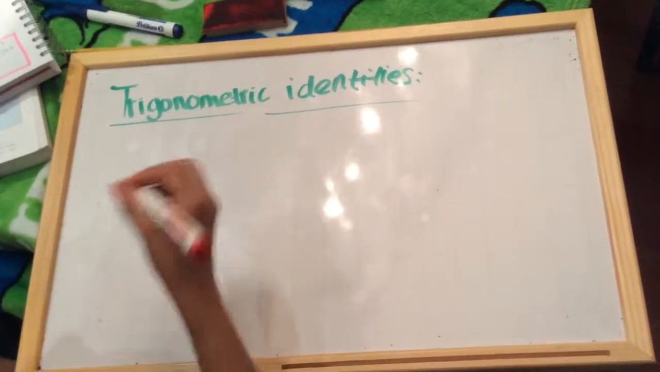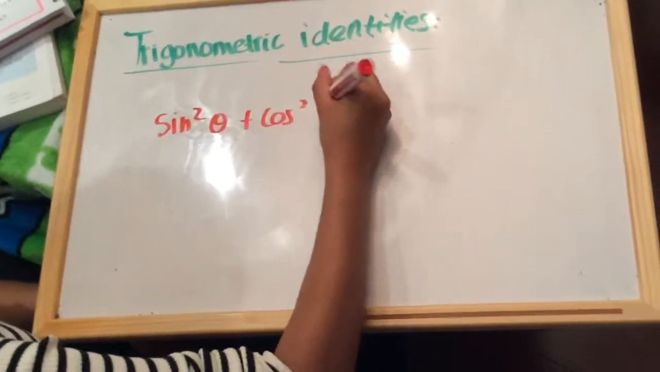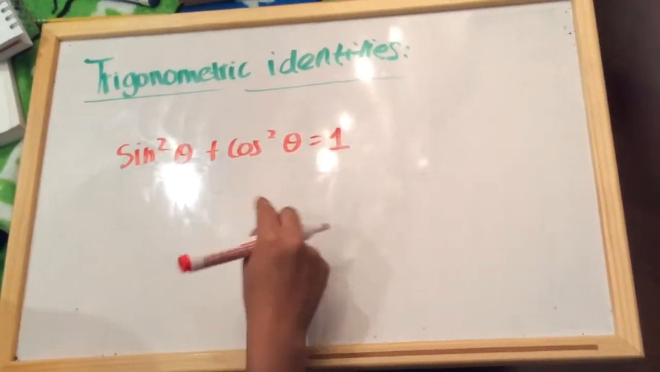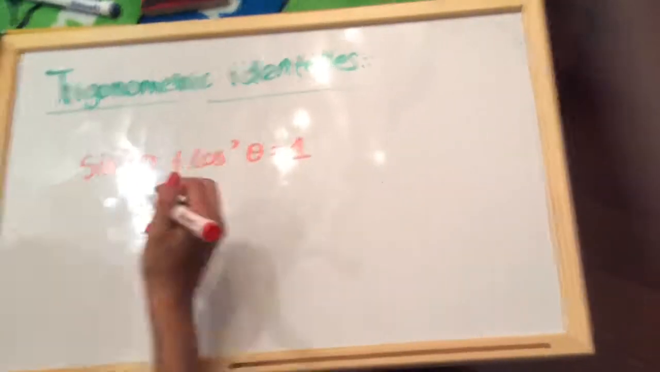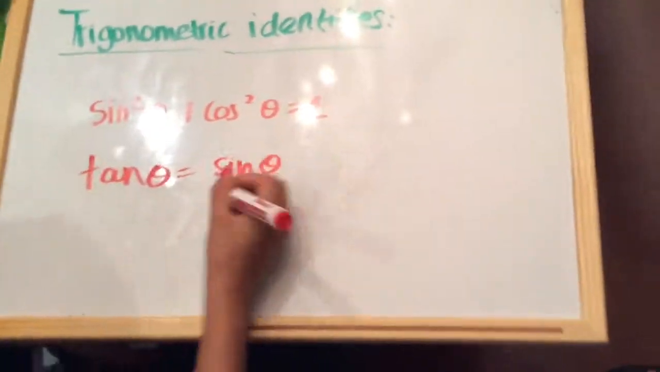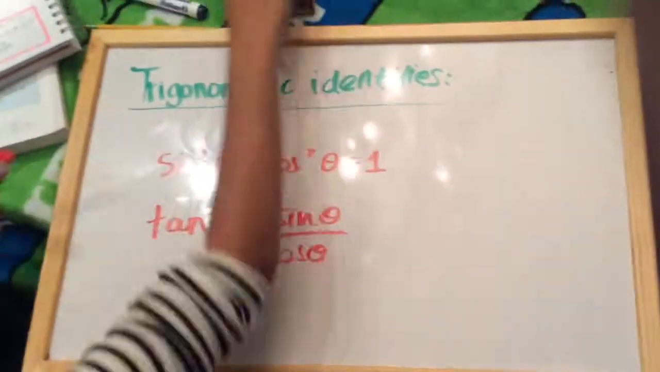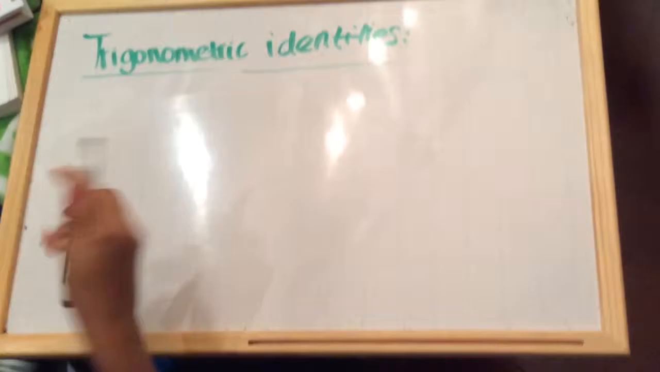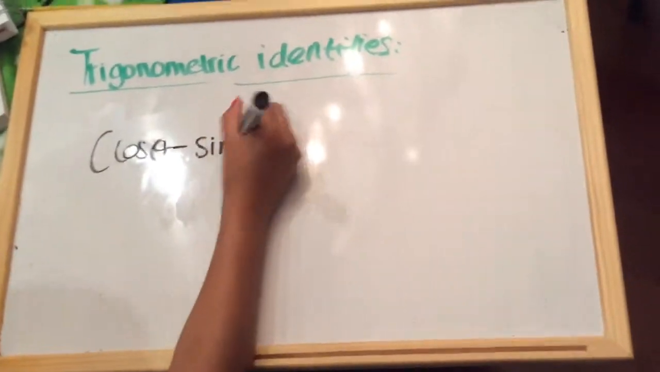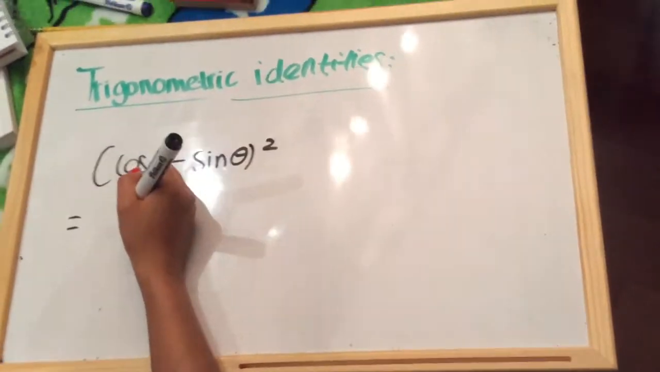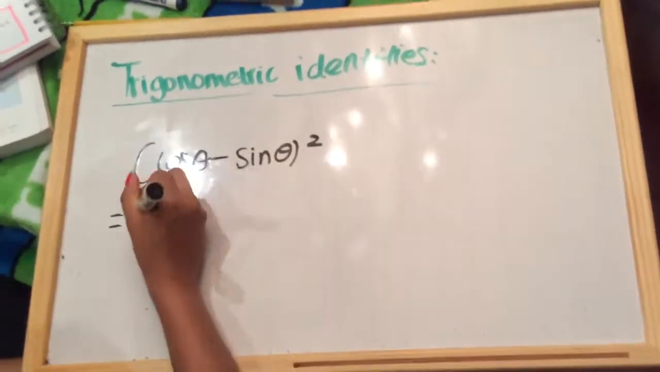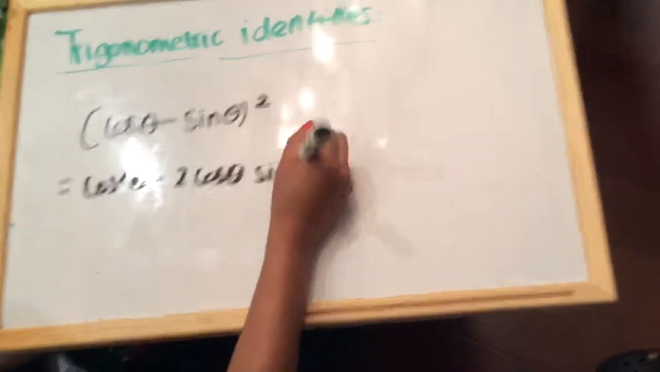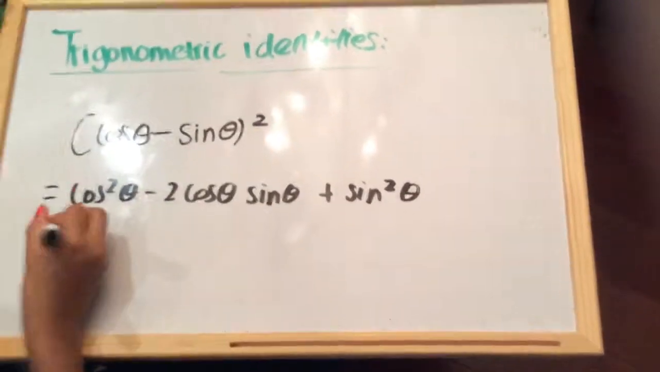Now, trigonometric identities. These are the basic ones. You should know them and know how to apply them. Now, an example using one of them. This would be using the first one.